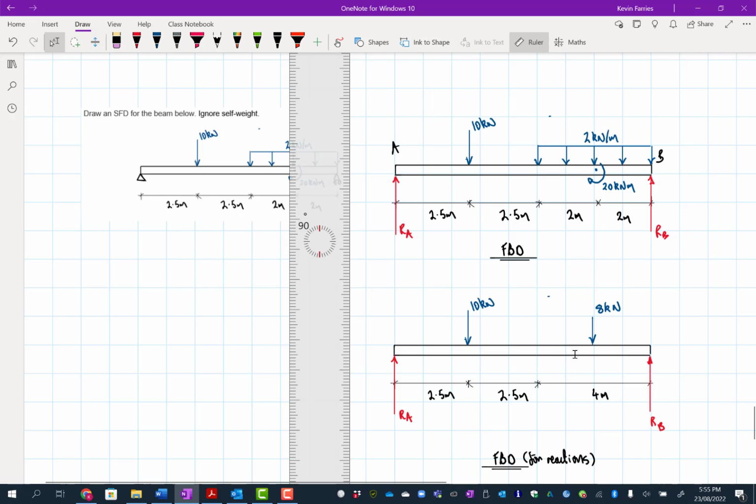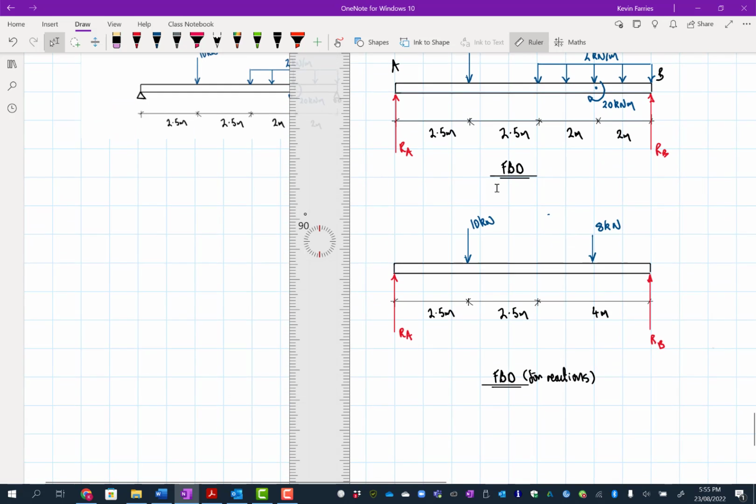We just have to remember that when we start taking sections, if we were to use the method of sections at any point, which we might do to check our answer, then we'd have to make sure we turn it back into a UDL when we get into this part of the beam. If the section is under the UDL, you have to turn it back into a UDL and get the equivalent point load on both sides of that section.